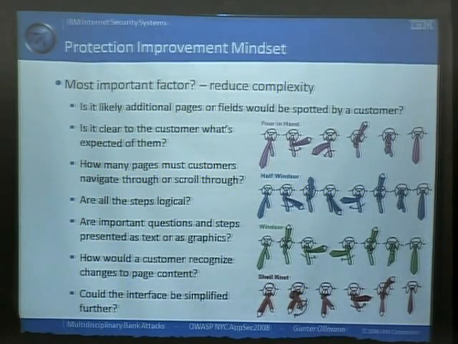Is it clear to the customers what's actually expected of them? Are they supposed to follow this particular process? How many pages must a customer actually navigate or scroll through to do a transaction or do their business? Are all the steps logical? Are important questions and steps presented as text or graphics? That one's actually pretty important, because if you present it as text, it's HTML, and it's just injected in the HTML code. If the question or the page numbering is in a graphic format, that graphic has to be pulled from a file, and that's normally enough in most current generation browsers to break the padlock or to say that you now have multiple zones or insecure zones.